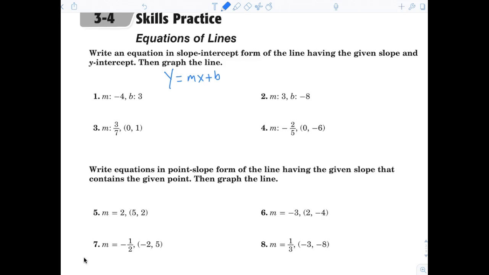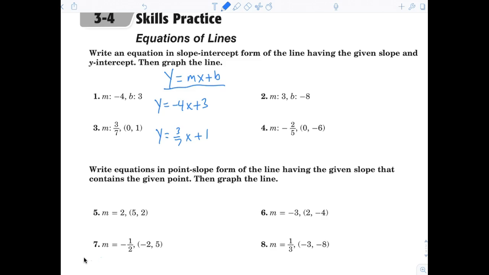All right. But I'll review it with you. It is important to be able to write the equation. So the equation for number 1 would just be what? Right, y equals -4x plus 3. So number 3 would be y equals 3/7x plus 1. Is everybody understanding me on that? Right, because the equation is y equals mx plus b. They give you m and they give you b. So you just plug in for m and you plug in for b.